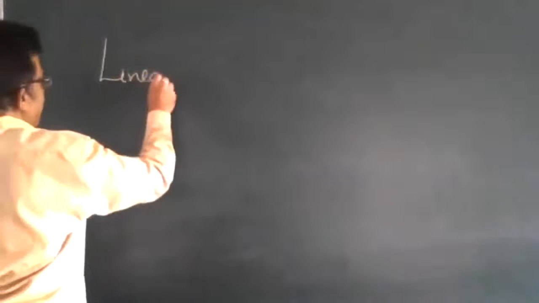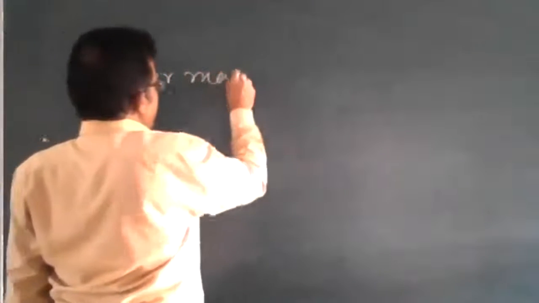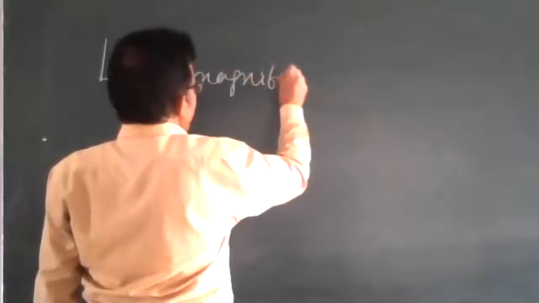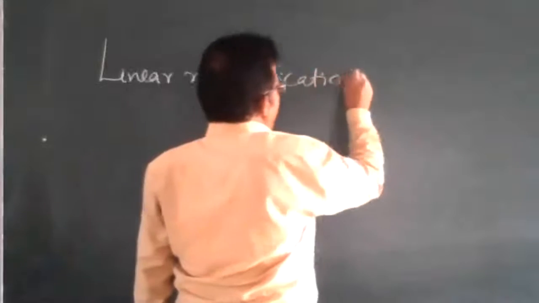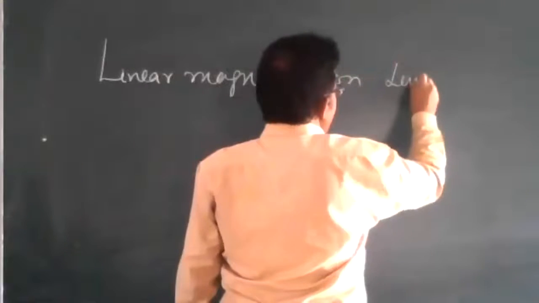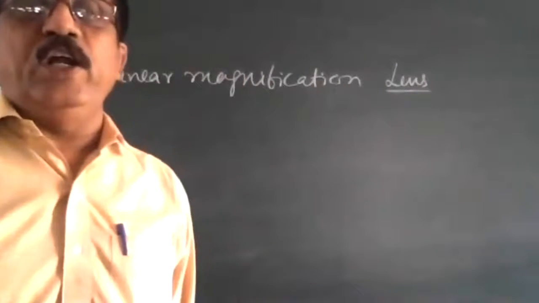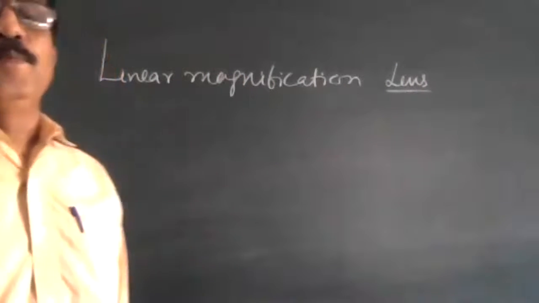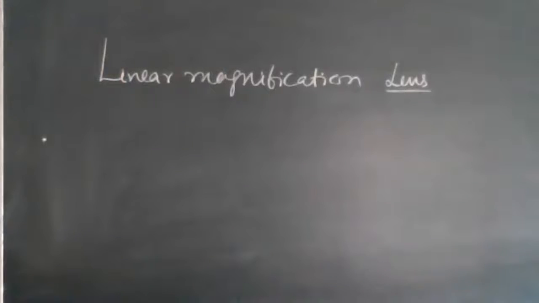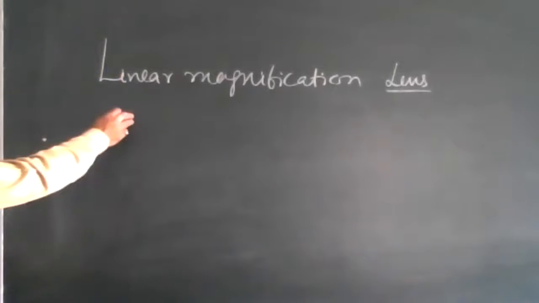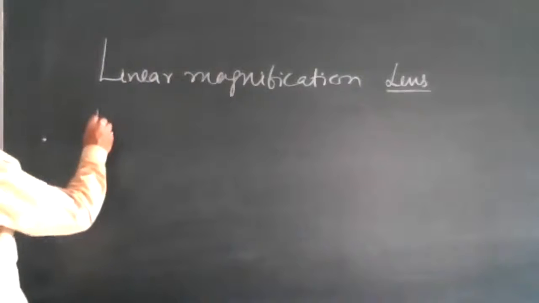Linear magnification produced by the lens, that we are going to learn. Write down: linear magnification produced by the lens. It is the ratio of the size of the image.